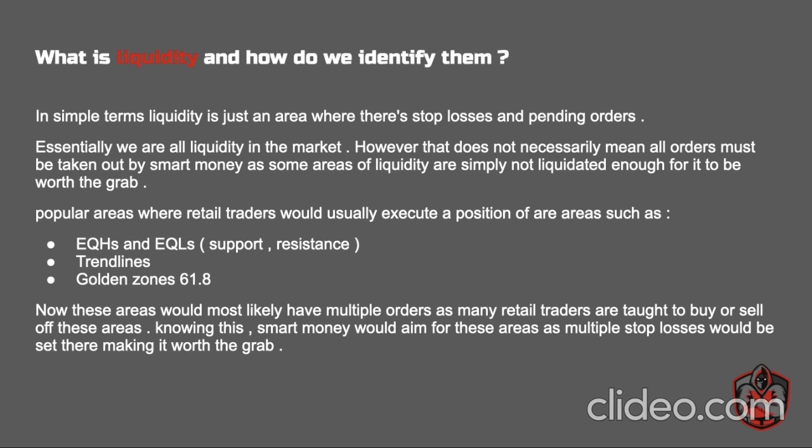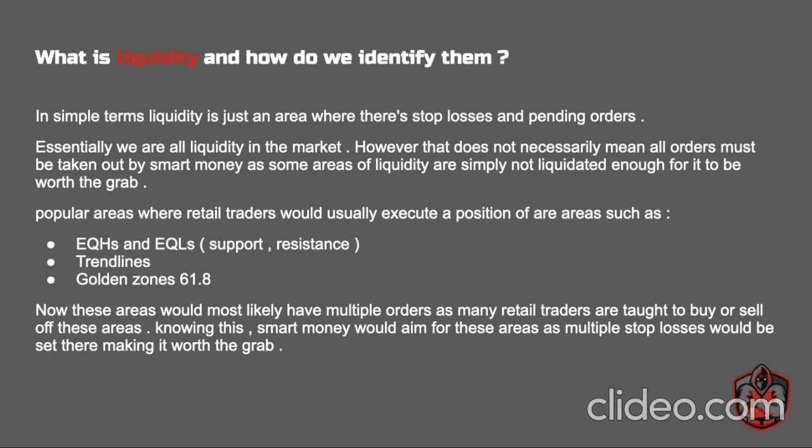Now, what does that mean? That means there are a lot of stop losses at these areas, right? Which, from a smart money's point of view, is all liquidity that they can capitalize on, right? Now, these areas would most likely have multiple orders.